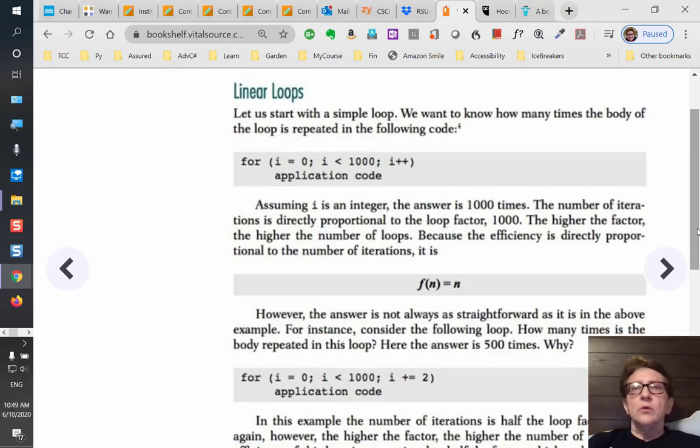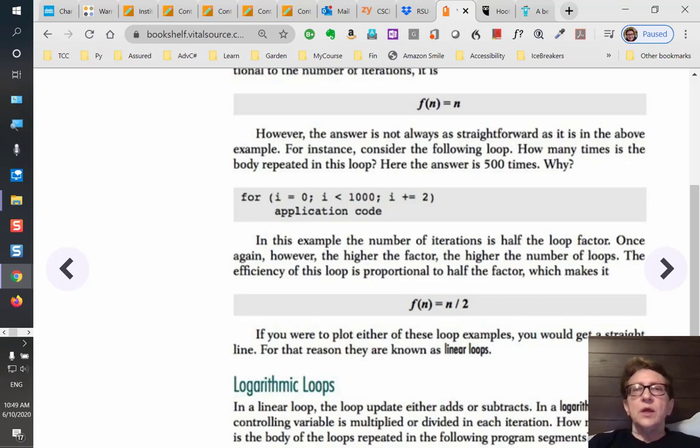Okay, if we have a linear loop, that means we go through the loop once. So if we've got a single for statement, we've got some code in here and it doesn't have any loops in it, then that is of efficiency n. So however big n is, it's going to happen one time. So we're going to go through this loop. The body of the loop will be executed n times. Okay, in this case, n is 1,000. Application code is going to be executed 1,000 times, or n times.